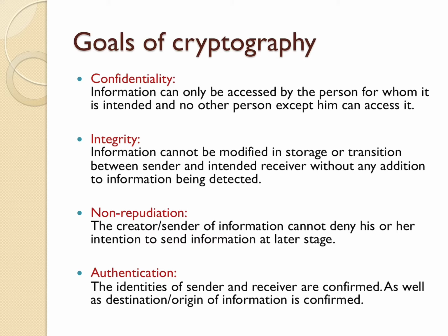The main goals are to achieve confidentiality, integrity, non-repudiation, and authentication. Basically we call it CIA and non-repudiation. Confidentiality means only the right person has authorization to access the resources, information or data. None of the persons who are not authorized can access the data. That ensures confidentiality.